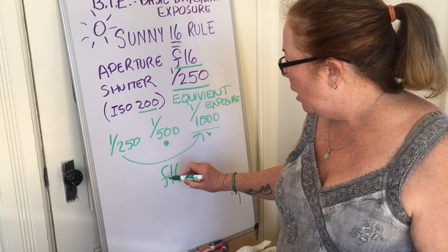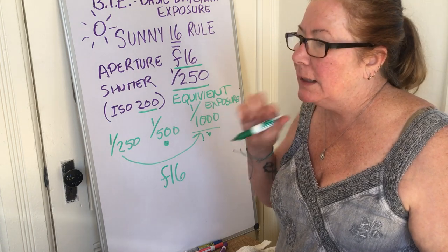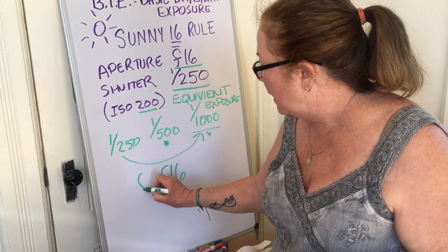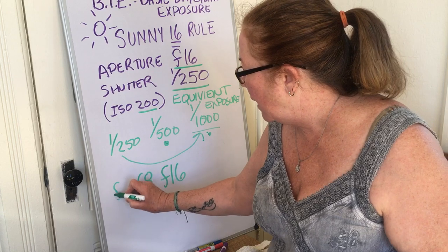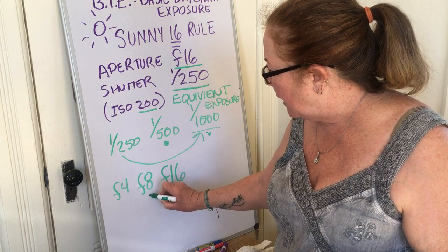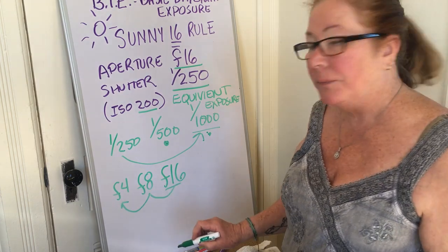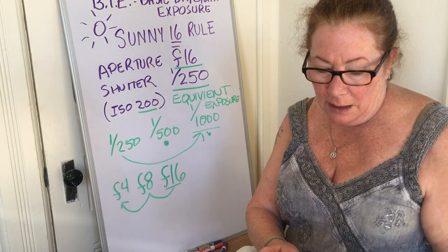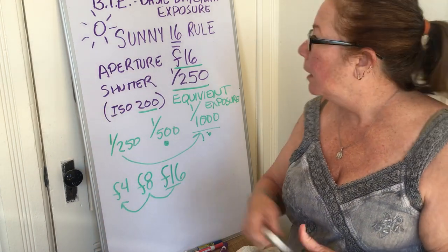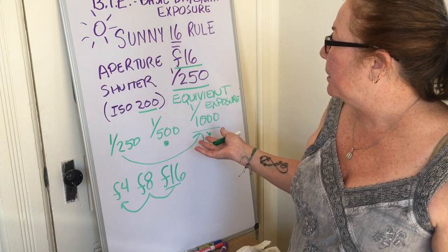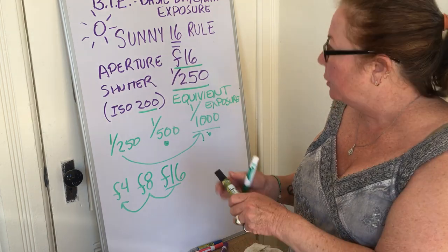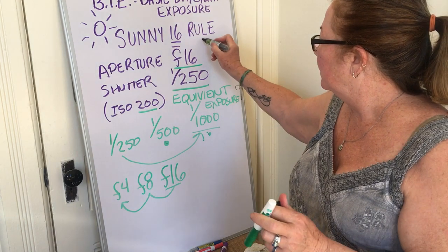right? We need to go down. We need to make the numbers smaller because that's going to make our opening larger. So they'd be f/8, and then f/4, right? So that's our two stops here. f/16 will make it larger at f/8 and then even larger at f/4, okay? That's our compensation. That will balance out our controls so that they continue to give us a correct exposure, right? We want to make sure that we have that correct exposure.